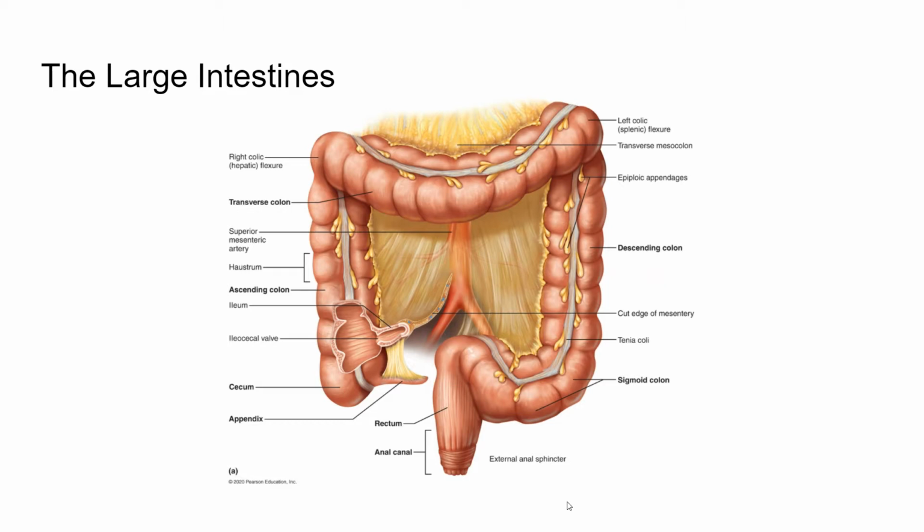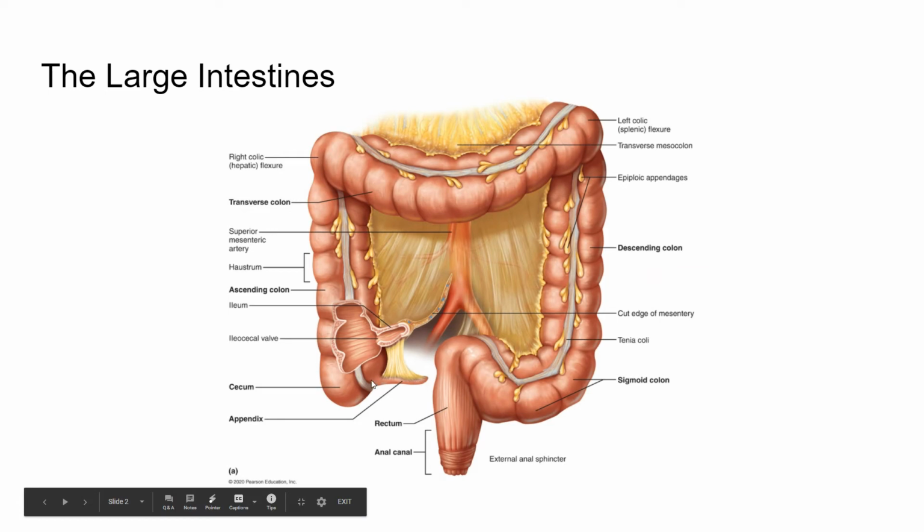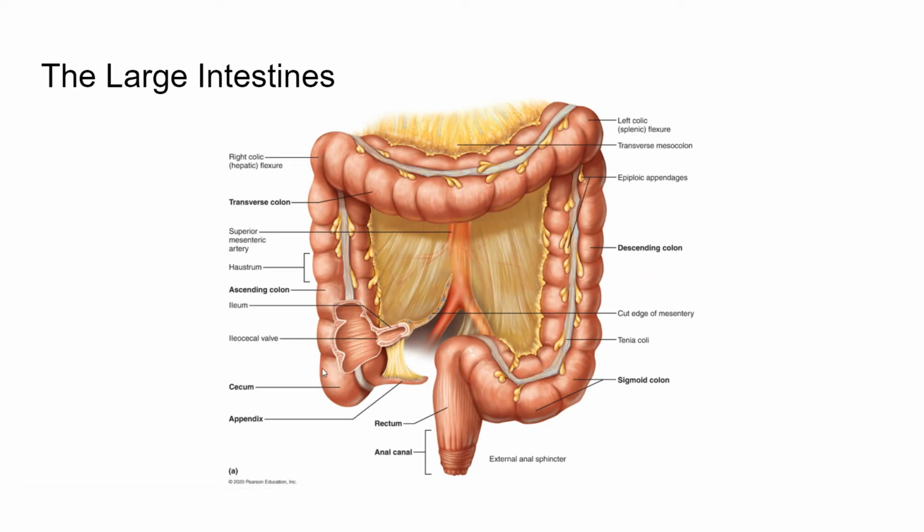First, you have the cecum, which is this first area of the large intestine. You can see here just kind of this enlarged portion. Right here is where it goes into the small intestine. So this ileocecal valve empties from the small intestine into this cecum area.